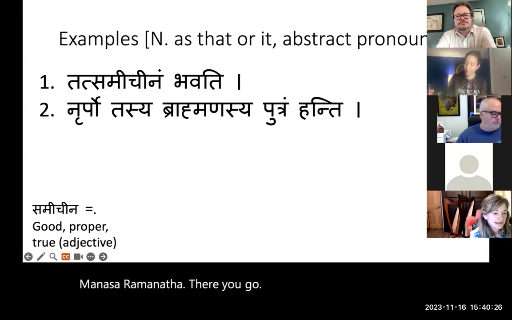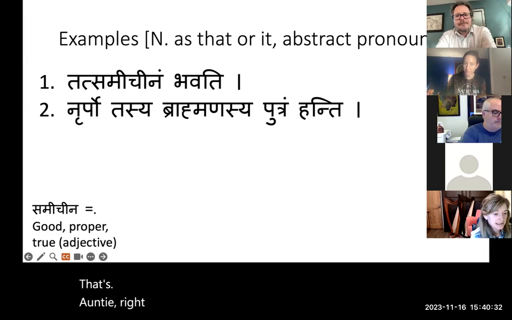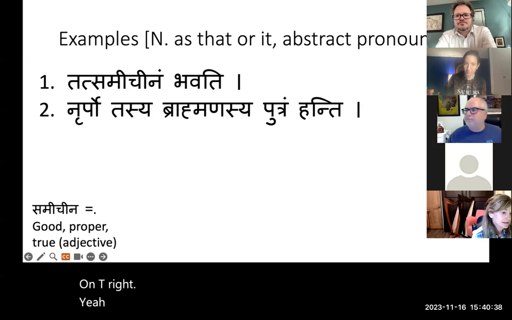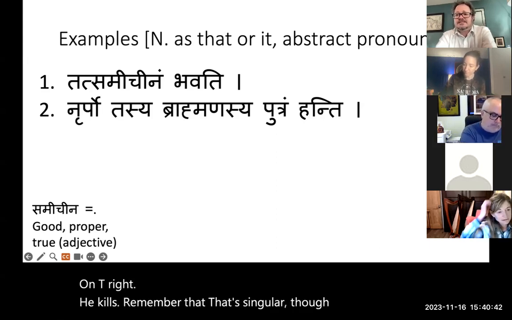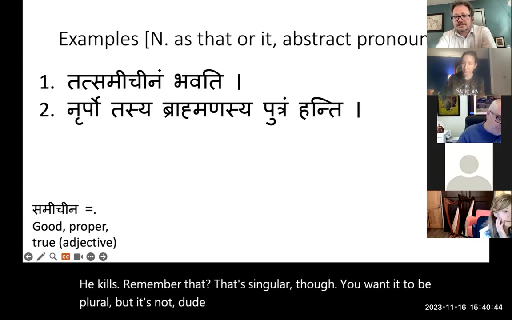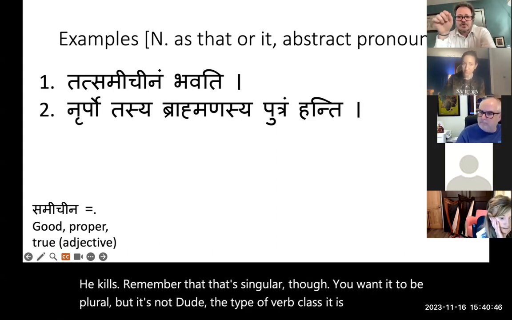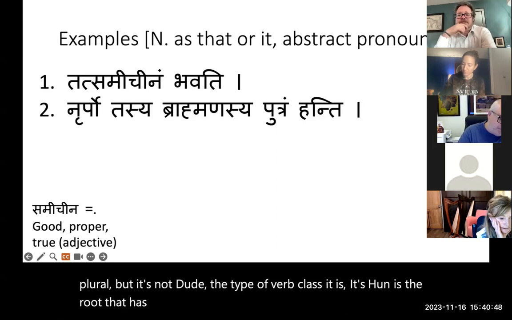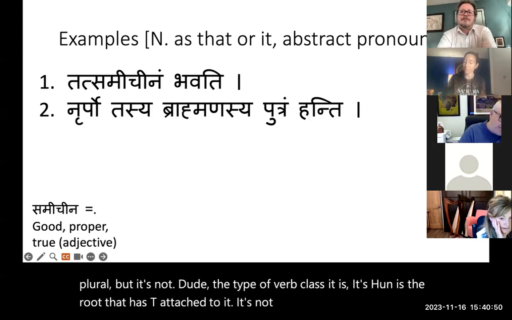That's a hunti. Right. Okay. Verb is hunti, from han. Kills, right? Yeah. He kills. Remember that that's singular though. You want it to be plural, but it's not, due to the type of verb class it is. It's han is the root that has ti attached to it. It's not han with an anti. Okay.